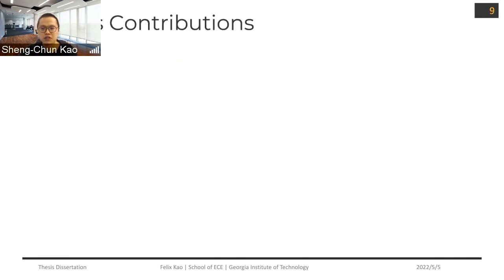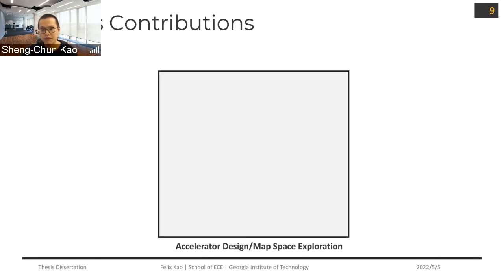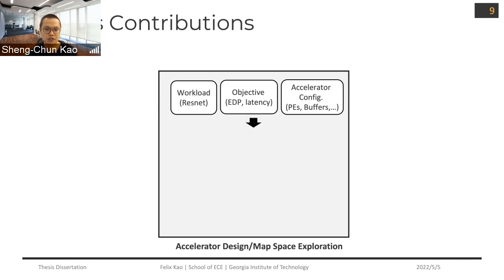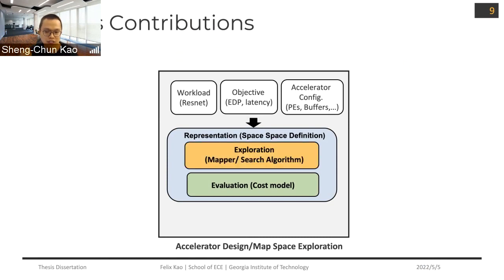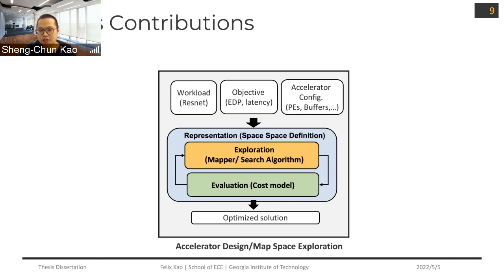So we propose an optimization loop for design or map space exploration for DNN accelerators. In this framework, we take in three inputs: DNN workload, objective, and accelerator configuration. Then the first step is to define the map space. Then we will develop or pick the cost model for evaluation. In this thesis, we use Maestro as our main cost model, and Maestro is an open source analytical DNN accelerator cost model. Next, we will design the searching algorithm, or what we call a mapper, to explore this search space. Then we run this optimization loop and finally get an optimized solution. The optimized solution is a mapping for a map search problem or a hardware design point for a hardware search problem.